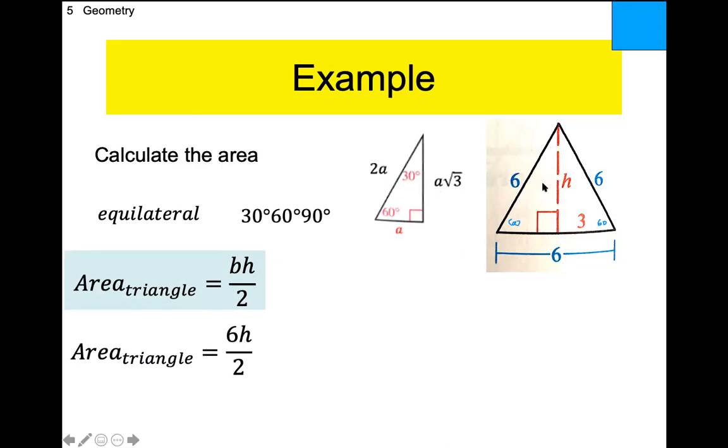Notice where the 6 is. The 6 is on the hypotenuse, right? So if the 6 is on the hypotenuse, it's saying that 6 is equal to 2a, therefore a is equal to 3. Then h is 3√3. And then we can throw that really quickly into our formula.